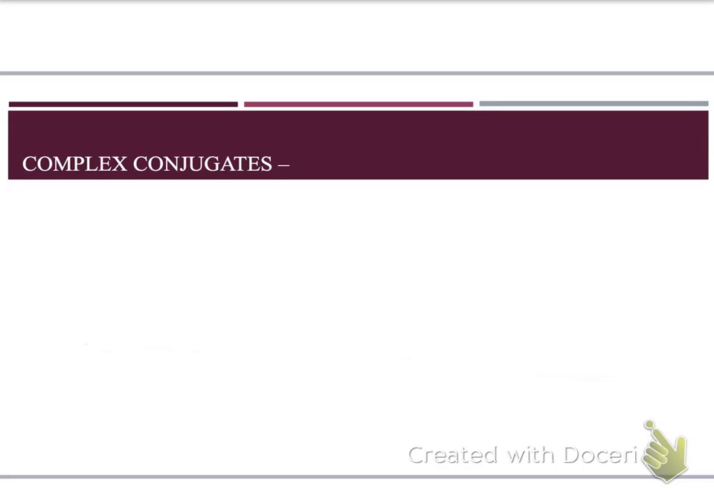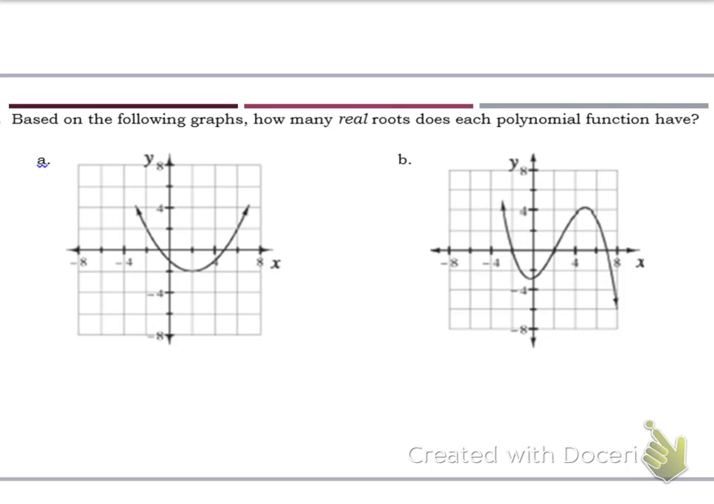Okay, so complex conjugates, it just says they have the form of a minus bi and a plus bi. The sum and the product will always be real numbers because they cancel out the imaginaries. So based on the following graphs, how many real roots does each polynomial function have? This one crosses twice, and it is a parabola, so it's going to have 2 real roots. This one crosses 3 times, so it is a cubic. It has 3 real roots.